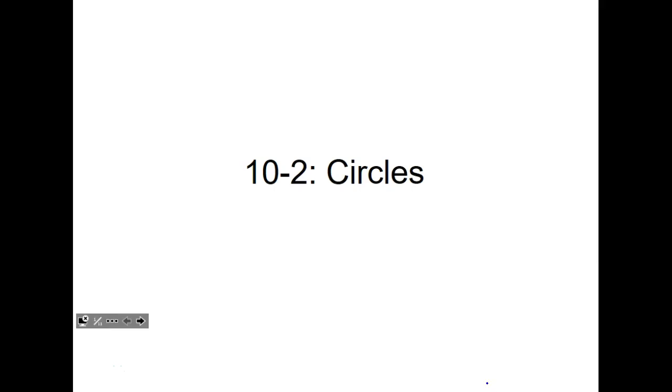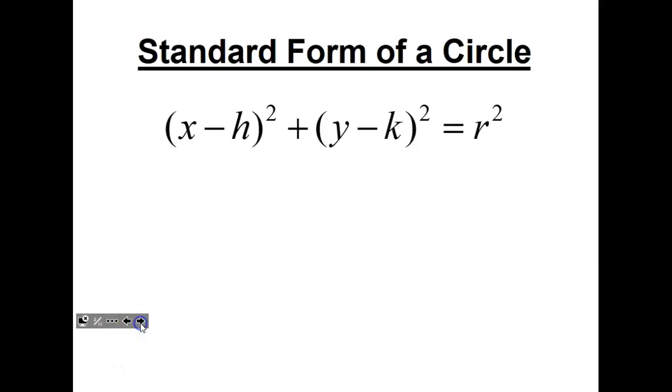So, for circles, this is our standard form of a circle. And in the standard form of a circle, H and K are your center. Notice there's minus signs here, but even though there's a minus, the H is positive. Even though there's a minus here, the K is positive. So it's the opposite sign.